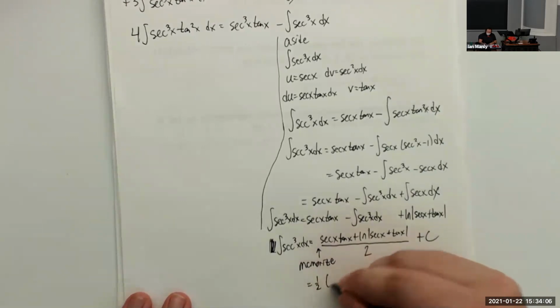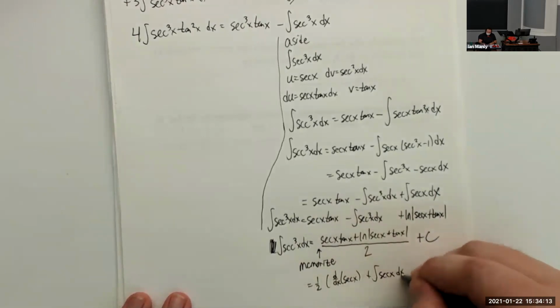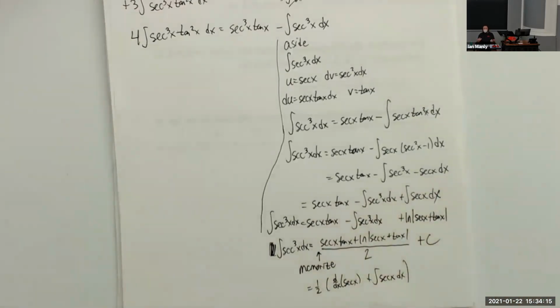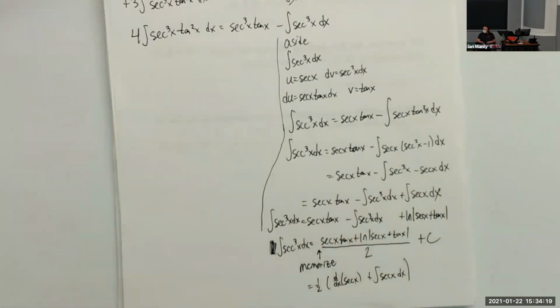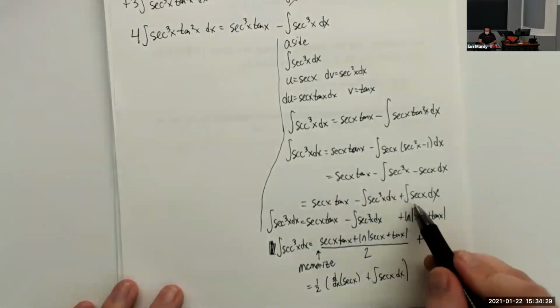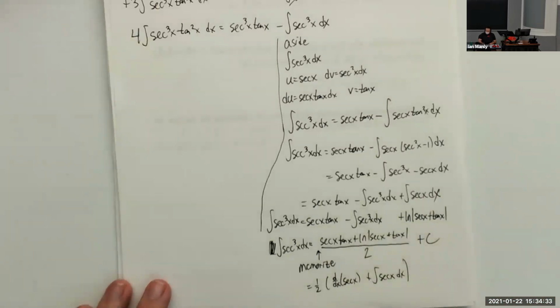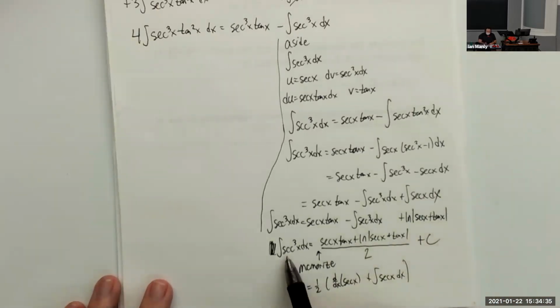This is 1/2 the derivative of secant plus the integral of secant, meaning it's the average of the 2. If you add 2 things together and divide by 2, that's the average. So it's the average of the derivative and the integral of secant. Where did the natural log come from? This natural log part is just the integral of secant of x. The integral of secant is this natural log right here. So anyways, we now know the integral of secant cubed is this average of the derivative and integral.